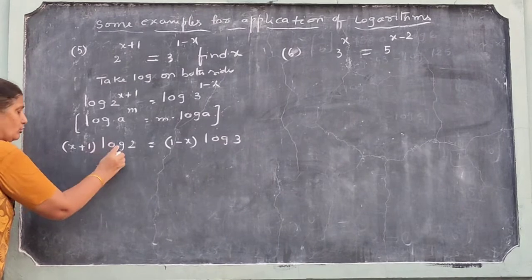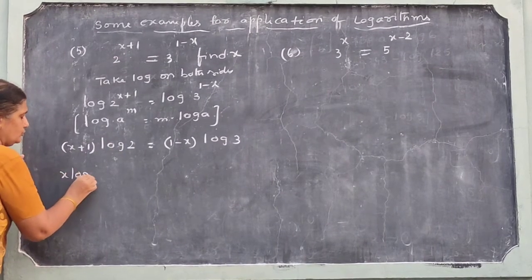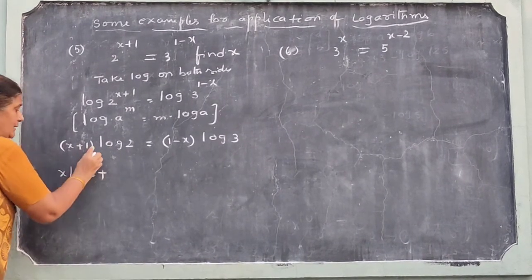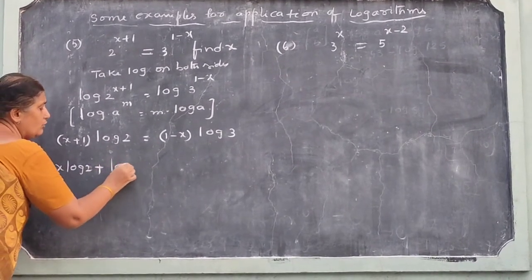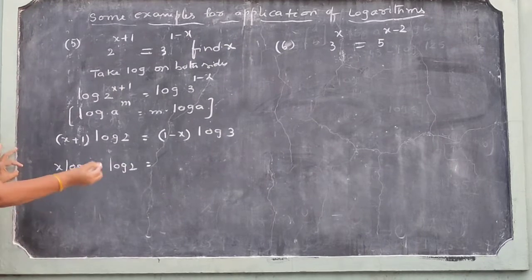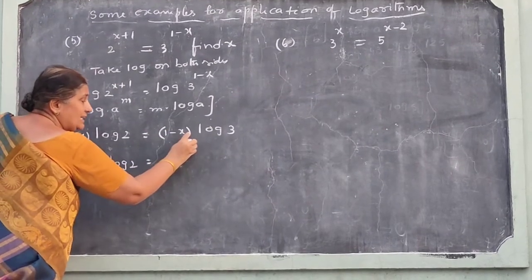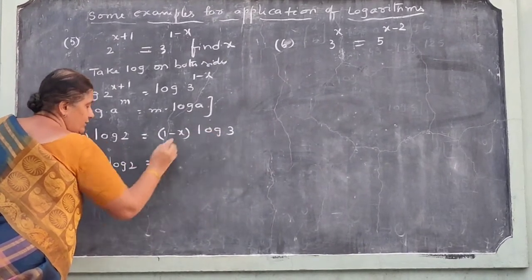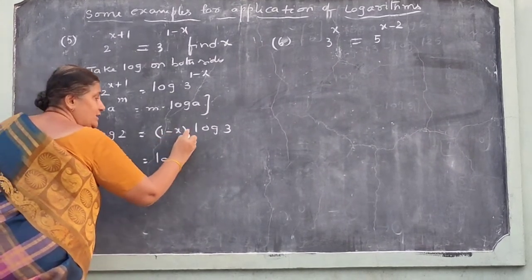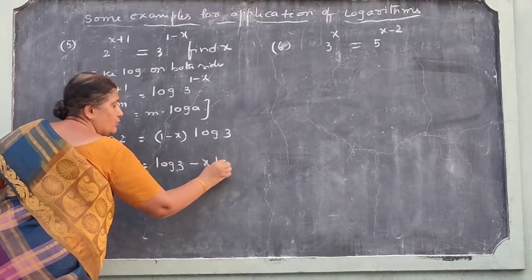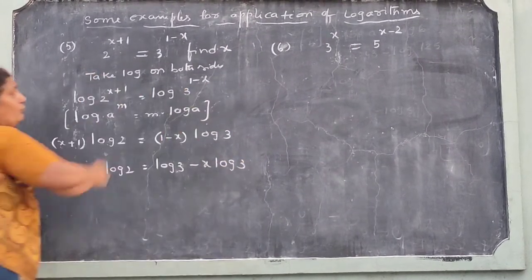x into log 2. What is the answer? x log 2. 1 bracket means into 1 into log 2. 1 log 2 or log 2, both are the same. Similarly, the same one. 1 bracket means into log 3. 1 into log 3, log 3. Minus x into log 3. Minus x log 3.